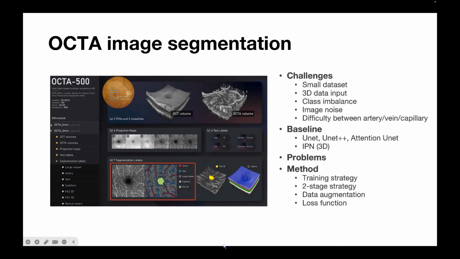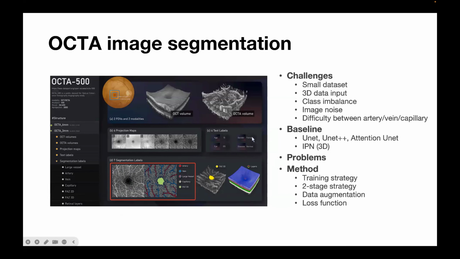The first task I'm working on right now is OCTA image segmentation. The input can be the 3D data. It can also be like the left one in the red bounding box, which is the projection of the 3D data, and it will be a 2D image. Our task is quite straightforward: to segment the input data into 3 types of vessels and 1 central area.